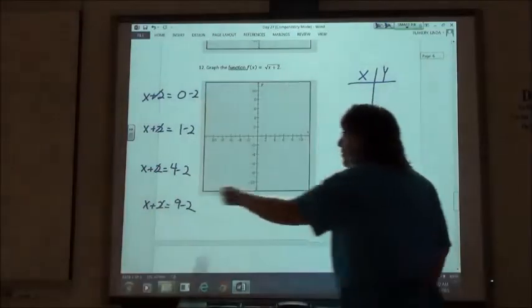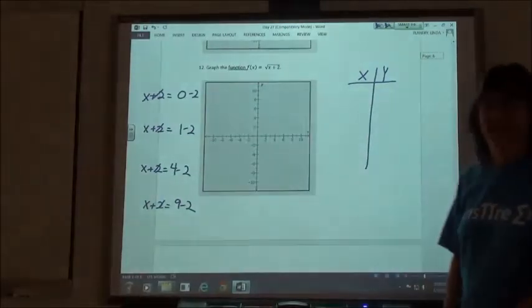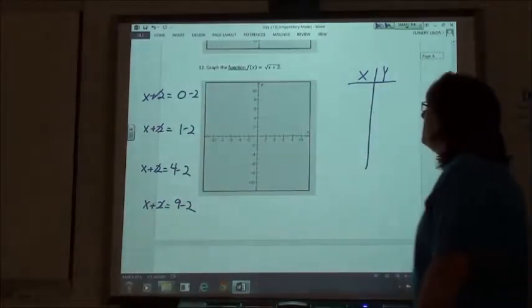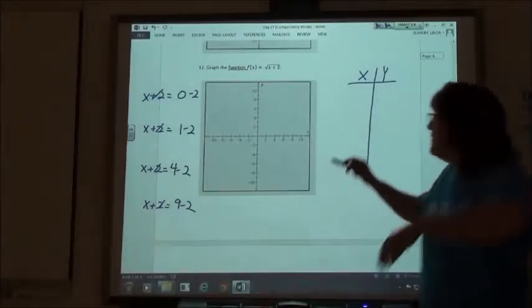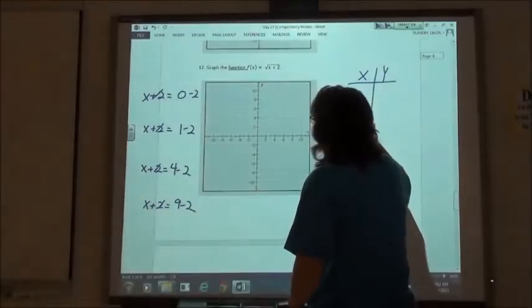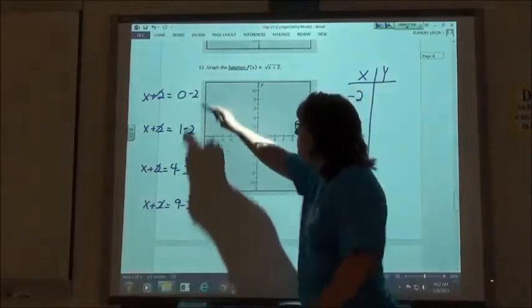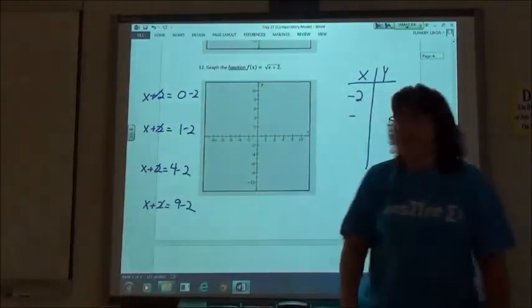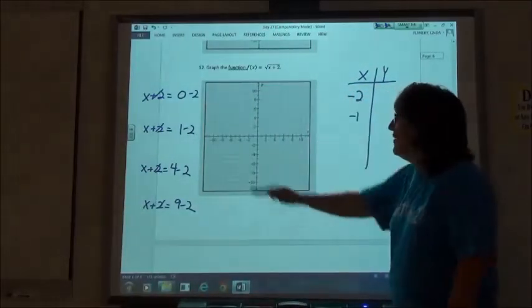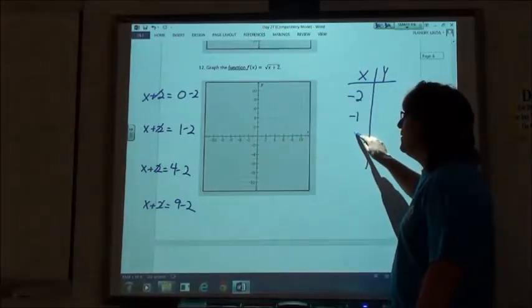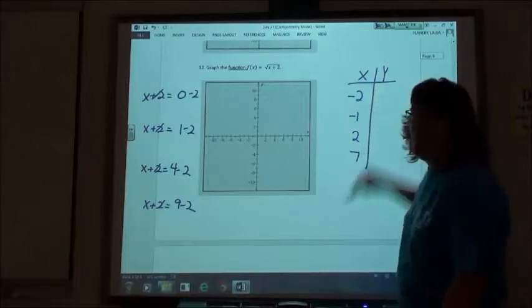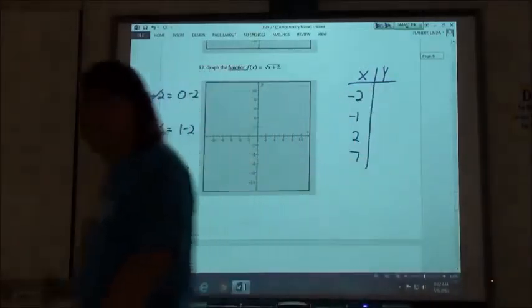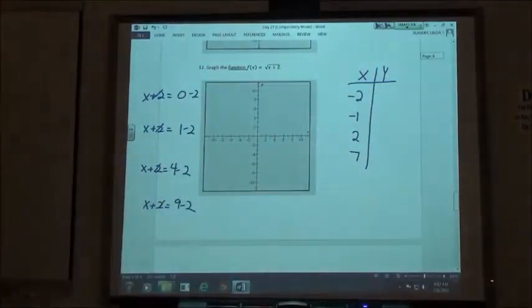If you solve each of those, you're going to get -2, then -1, then 2, and 7. So those are the 4 values we want to plug in for x. Should work out to nice perfect squares.